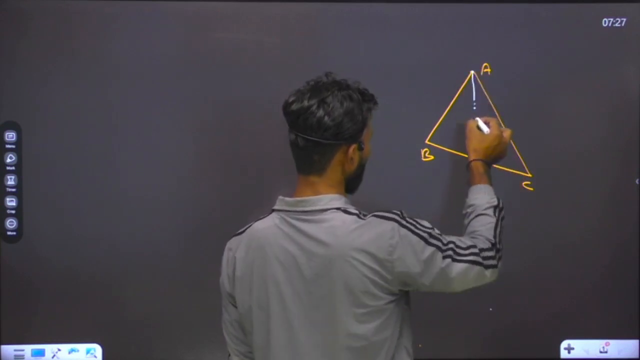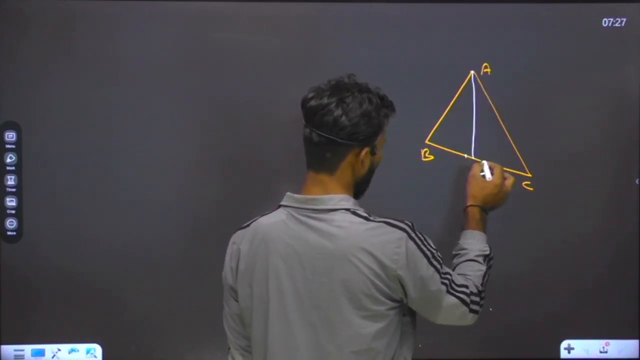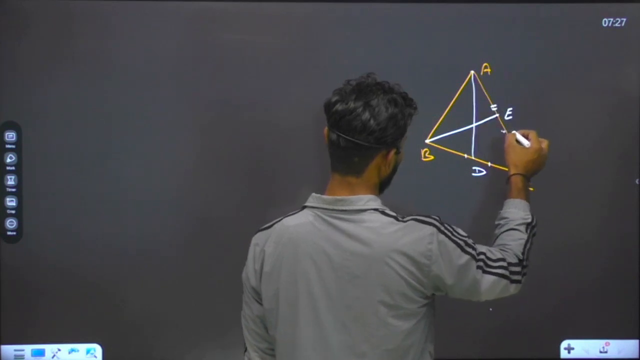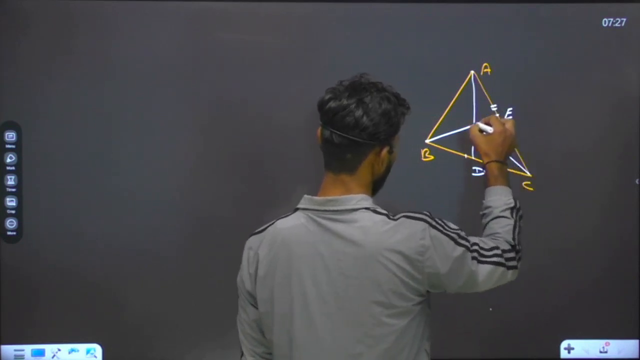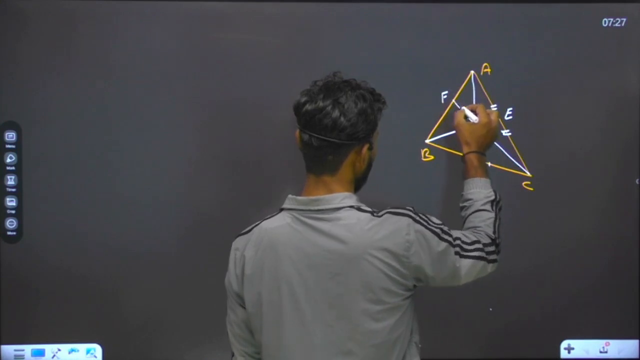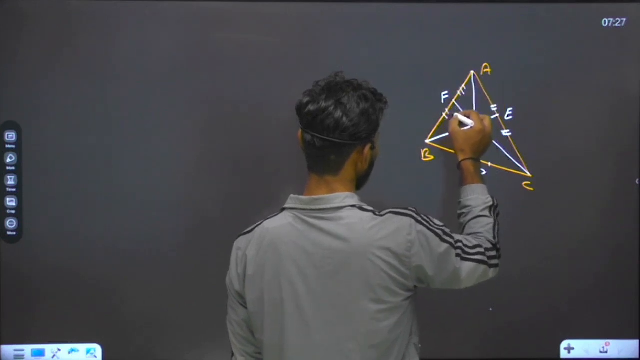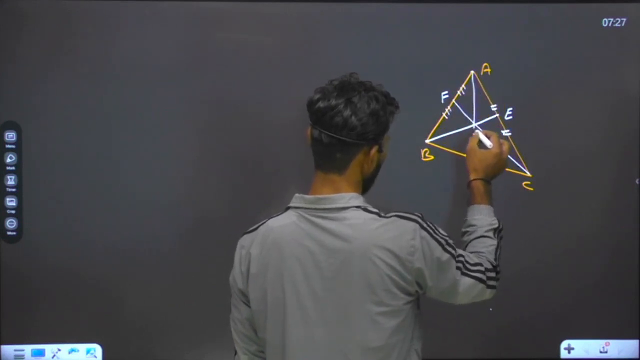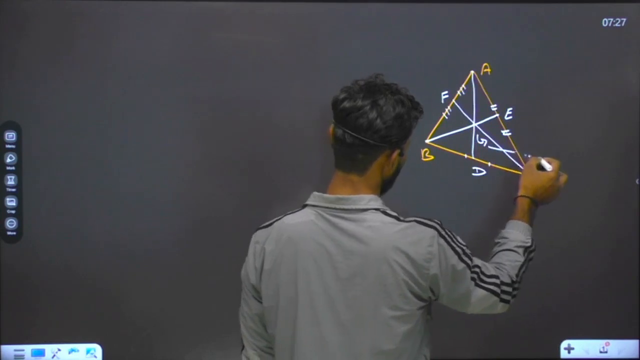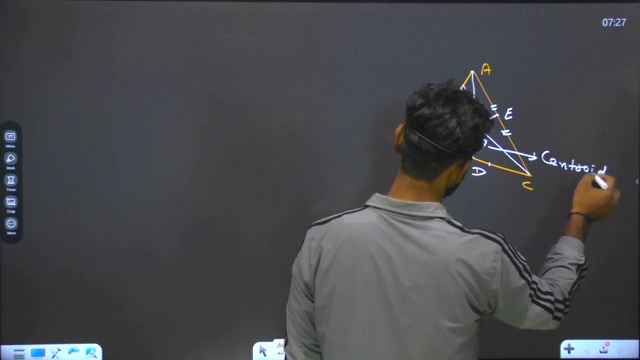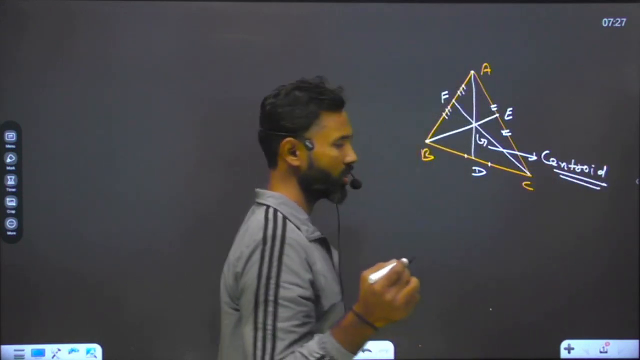So this is median 1, AD. This is another median, BE. And this is the third median, CF. Remember that the point where all three medians intersect is known as the centroid. So this point G will be known as the centroid of the triangle. We have discussed all of this in the previous session.